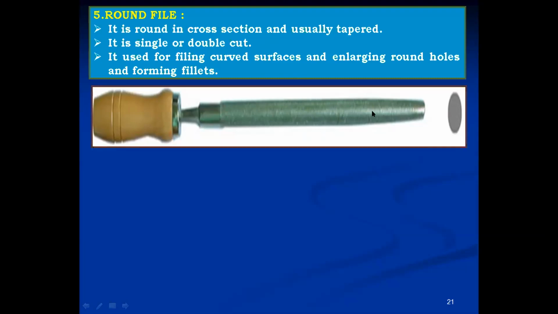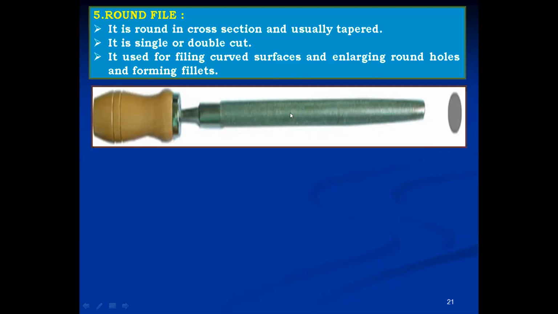See here, taper. It is not parallel throughout the length, so here the end point, the point side, is taper. It is single or double cut. So we are using single or double cut. So round file, some of the files have double cut, some of the files have single cut. It is used for filing curved surfaces.